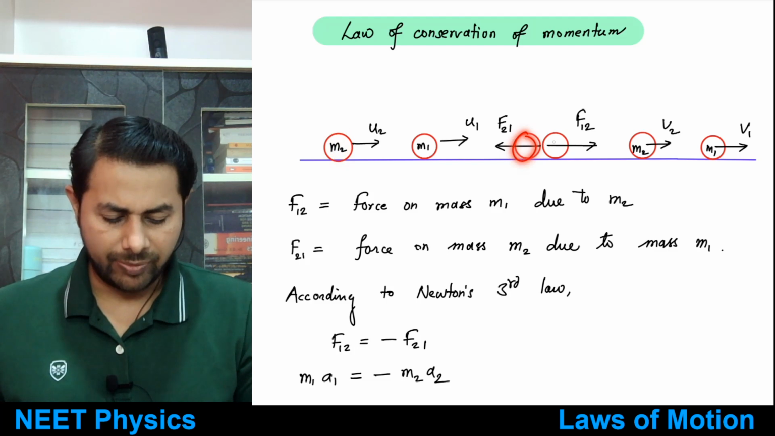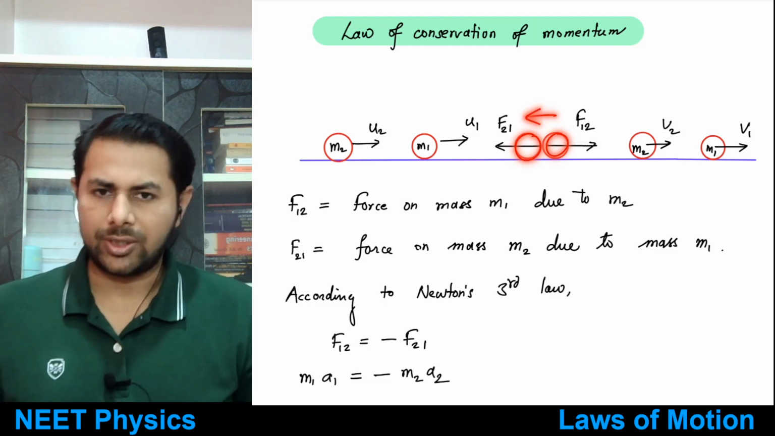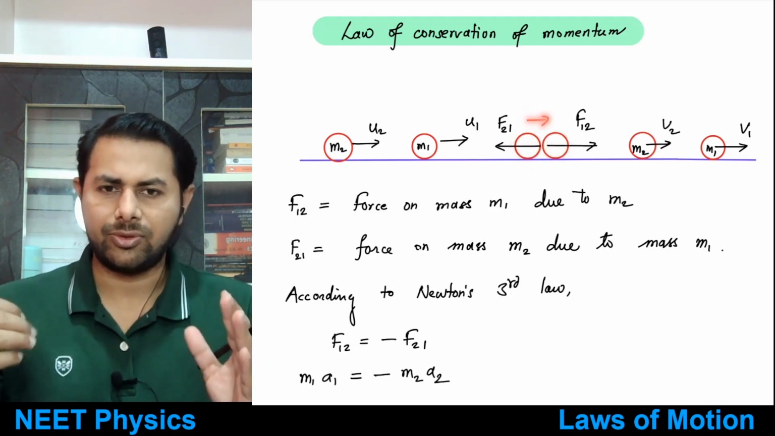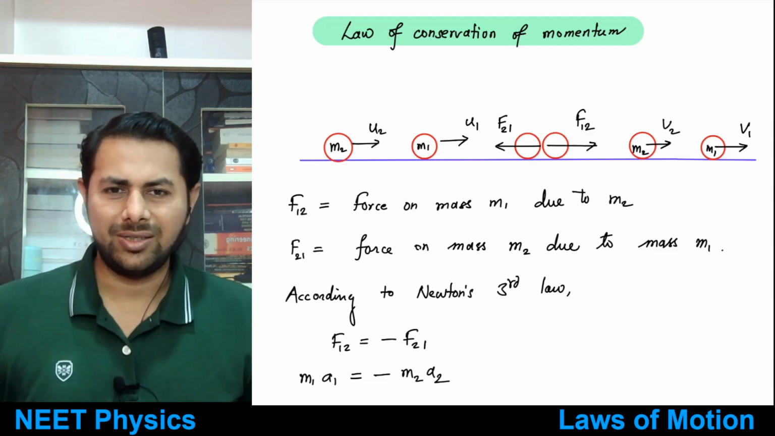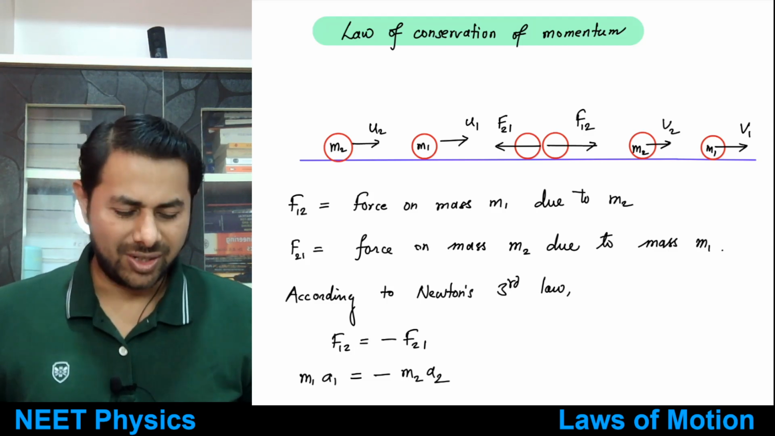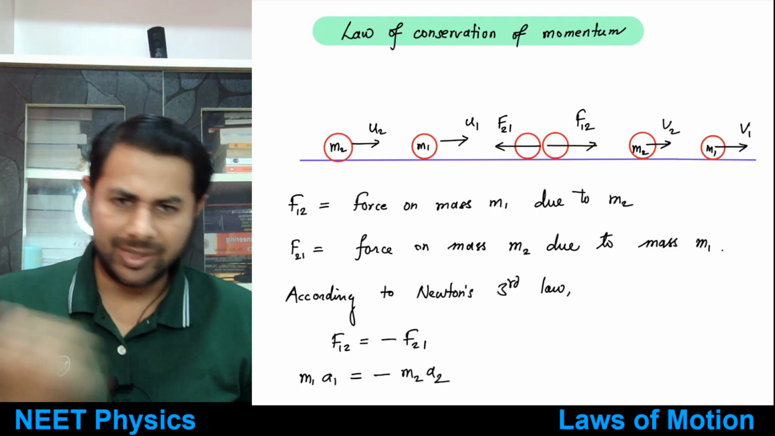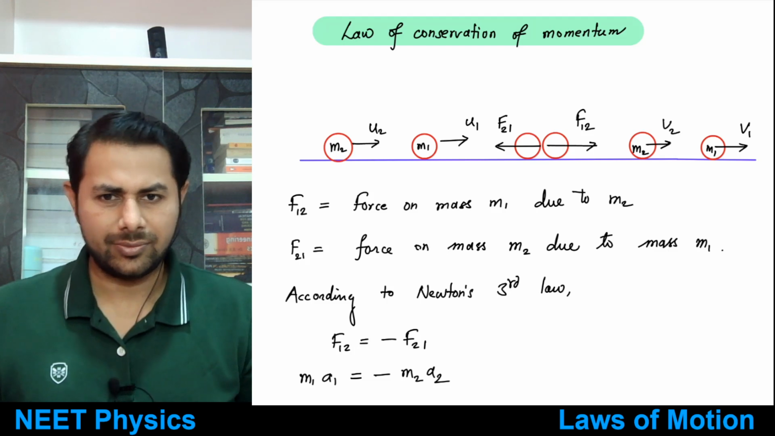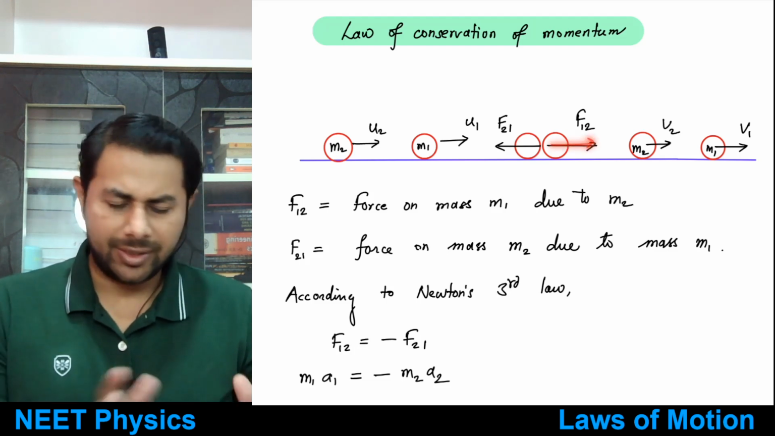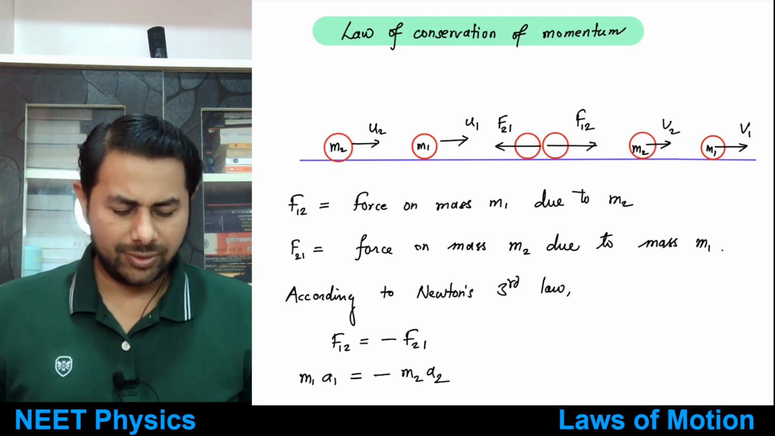Now imagine what will happen at the time of collision. The first ball will exert a force on the second ball, and the second ball will exert a force on the first ball, right? And these two forces will be equal and opposite. This is according to Newton's third law. After that, the first ball will speed up, and the second ball will slow down. Is this thing clear?